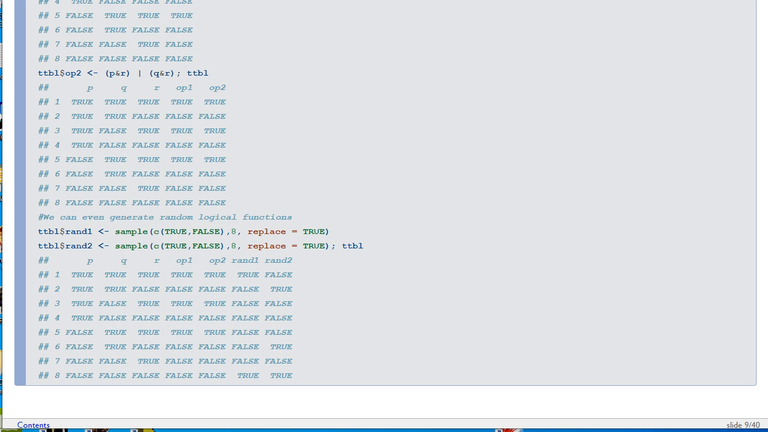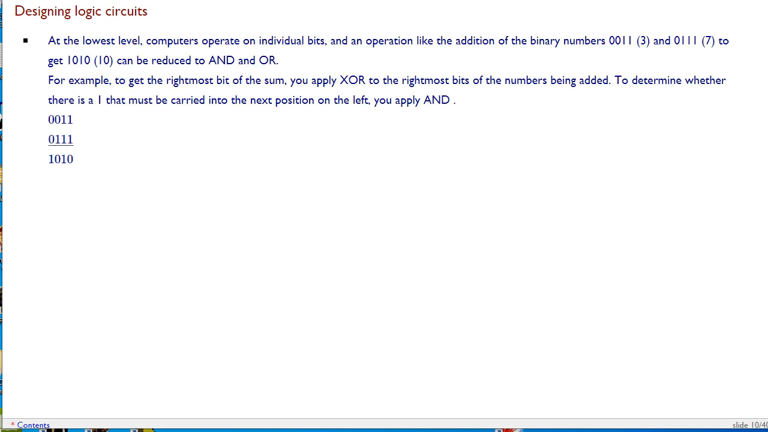And here's the result. I call exactly the same function and I get a different answer. So I now have a data frame with 2 different randomly generated columns in it.